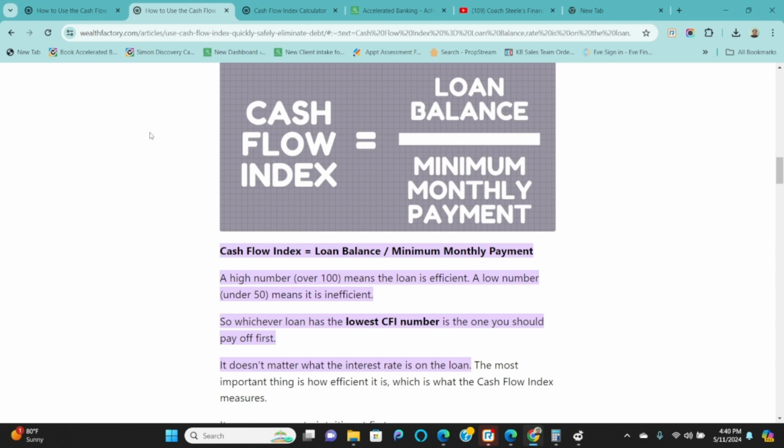I like discussing getting rid of it. When you get rid of debt, you free up your cash flow, and your cash flow thanks you, your pockets thank you. And so let's look at one option.